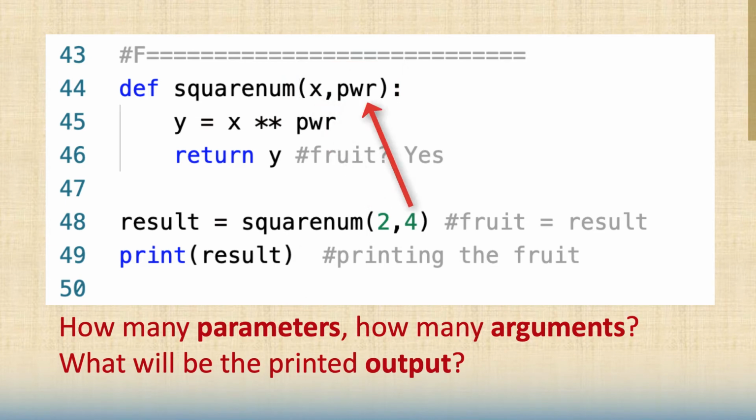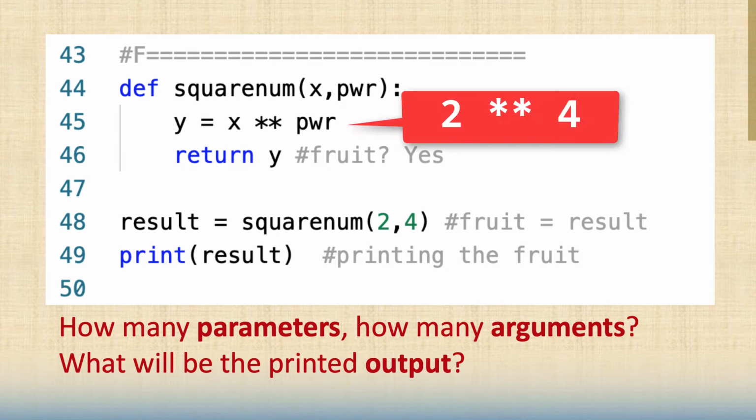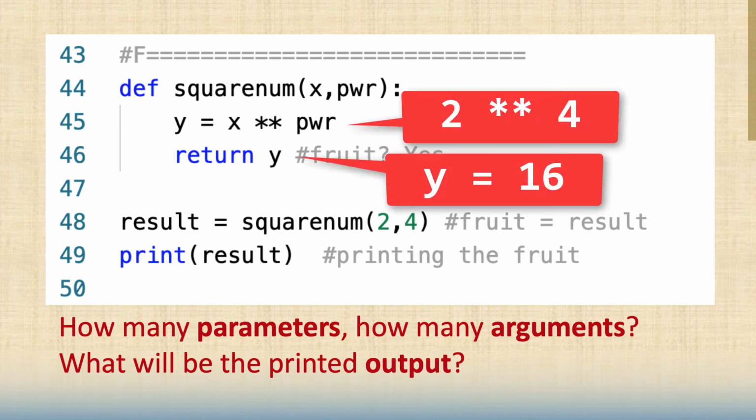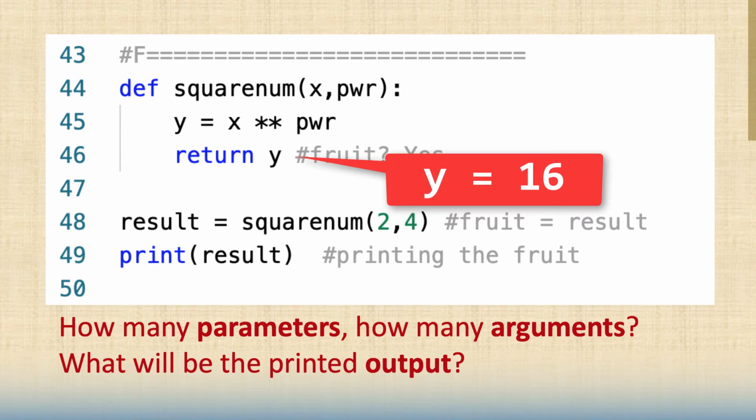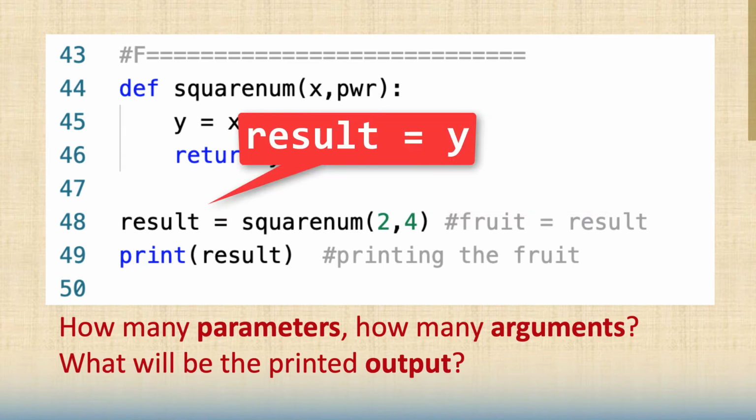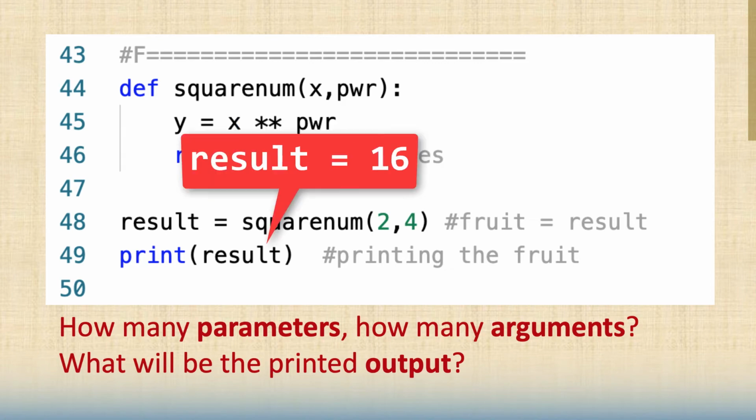So when it runs the calculation inside the function, it's going to say y equals 2 to the 4th power, and it's going to return y, which should be 16. So the result, which holds the function fruit, is going to be 16. So then when you print result, it's going to print out 16. So the output would be 16.